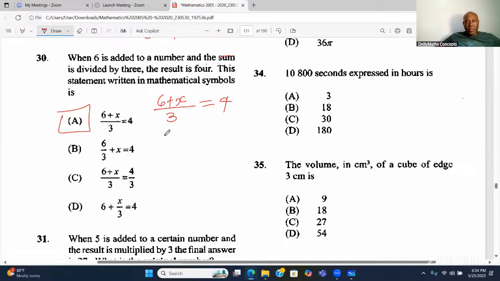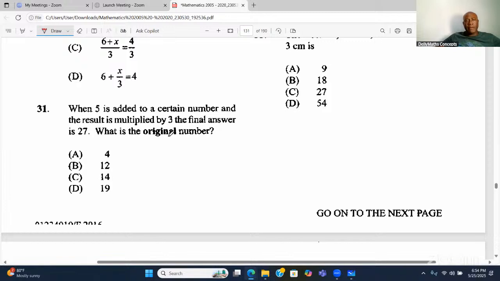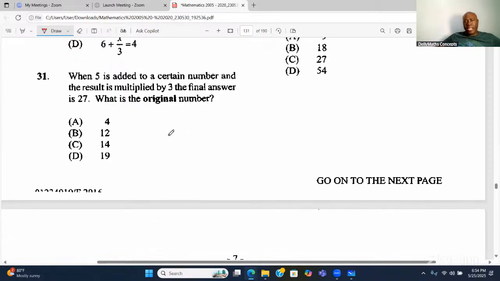Very good. Let's see what we have for 31. When 5 is added to a certain number, and the result is multiplied by 3, so 5 is added to a certain number, and the result of that, in other words the sum, you put that in a parenthesis, in a bracket. The result is multiplied by 3. The final answer is 27.